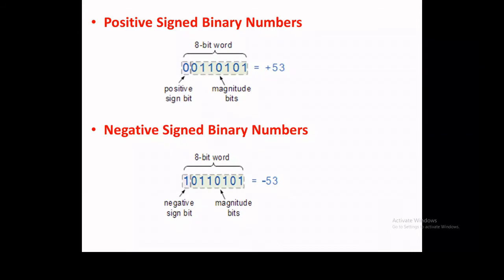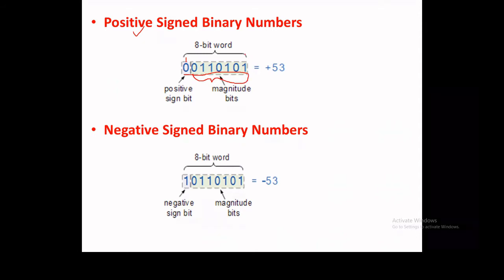For example, suppose we take a positive sign binary number in an 8-bit format, 0011 0101. This is the number 53 in decimal. As I said, the MSB bit, that is the most significant bit of this binary number, which is the first one, we use to represent the sign bit. For positive sign numbers we keep it as zero, and the rest of the number is your 53.